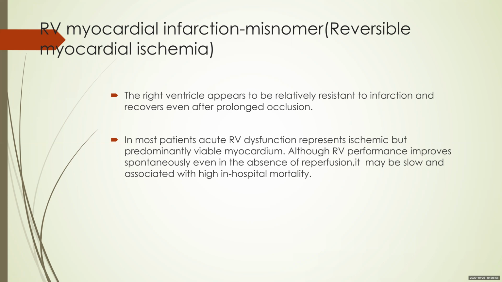Also, if you follow up patients who have had an inferior wall MI with RVMI, you see that 3 months down the line, or even 2 months down the line, the RV appears to be normal. It has completely regained its normal function and characteristics. The right ventricle appears to be relatively resistant to infarction and recovers even after prolonged occlusion. In most patients, acute RV dysfunction represents ischemic but predominantly viable myocardium. Even in the absence of reperfusion, RV performance improves spontaneously. So even if you don't do a lysis or a primary PCI, over a period of time the RV performance increases and comes back to normal.